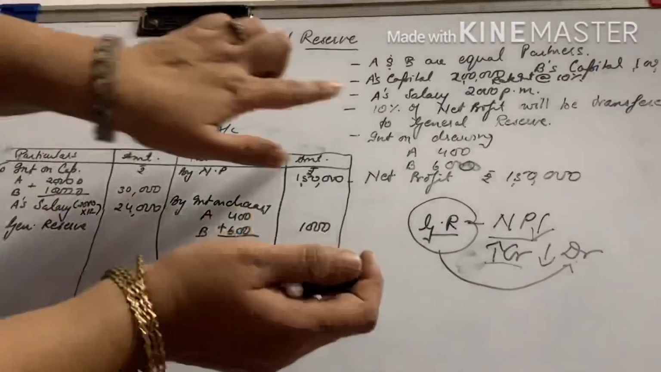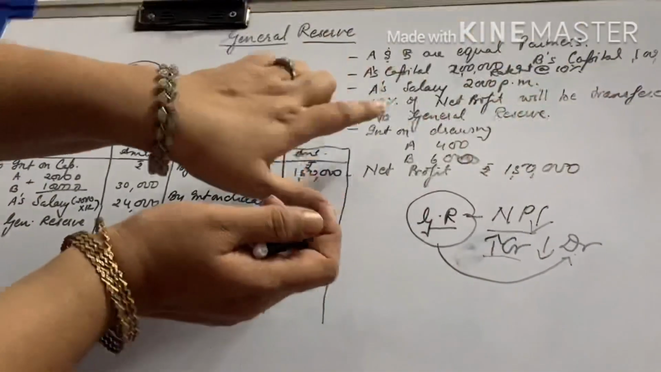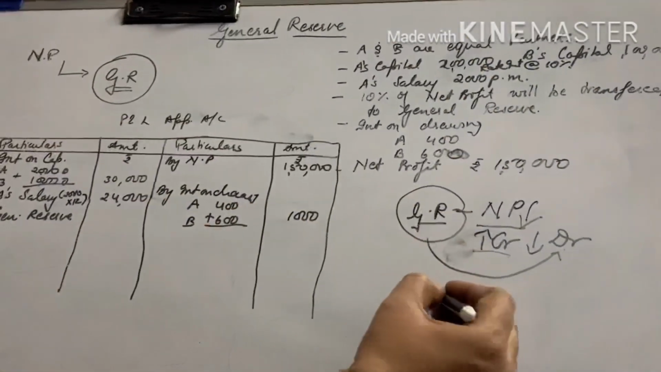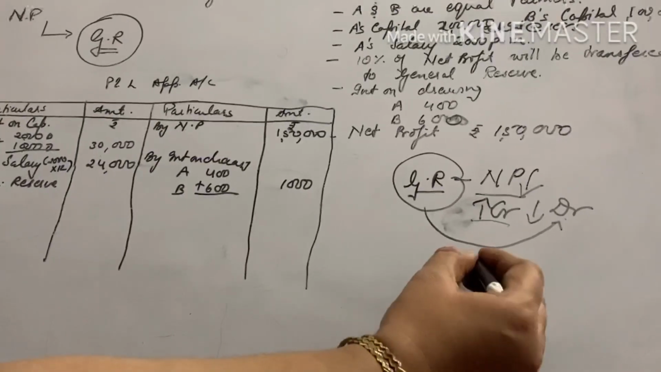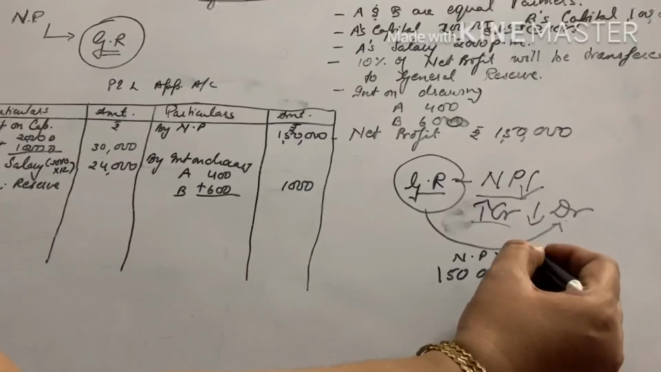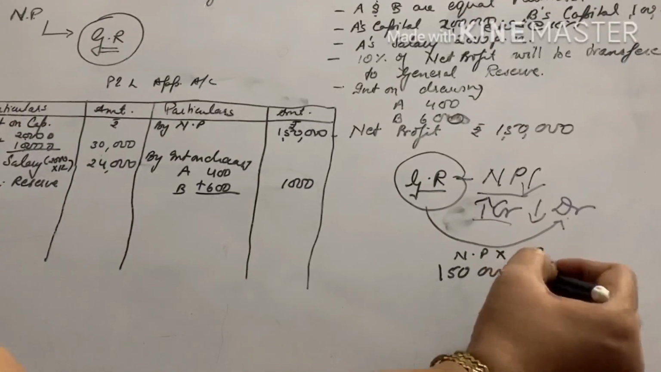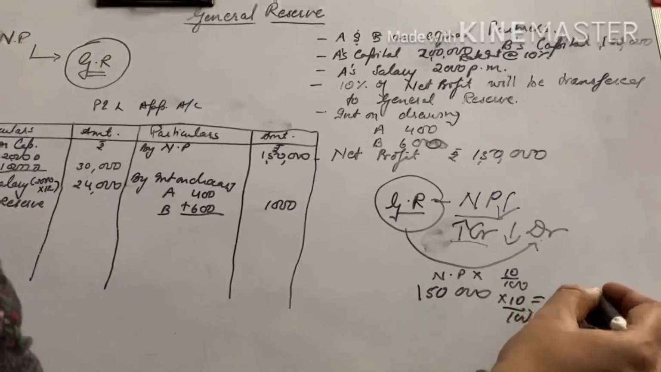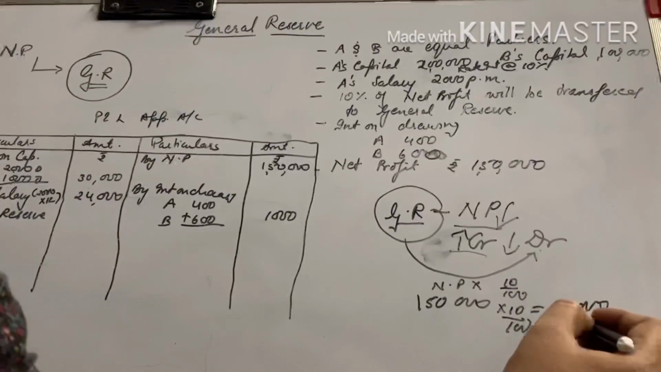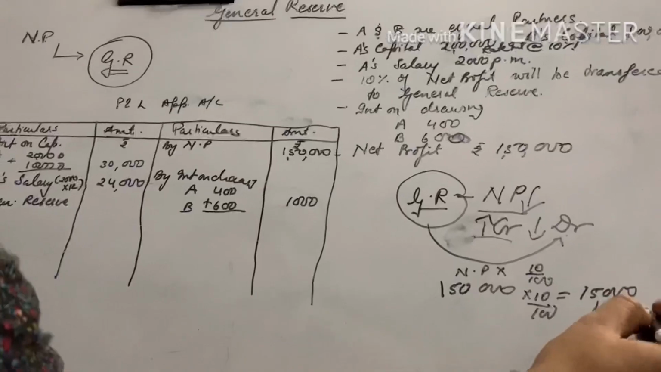Now, what is written? 10% of the net profit will be transferred to general reserve. So, what is the net profit? 1,50,000 is the net profit. Net profit का 10% is transferred to general reserve. So how much will be transferred to general reserve? 15,000 will be transferred to general reserve.